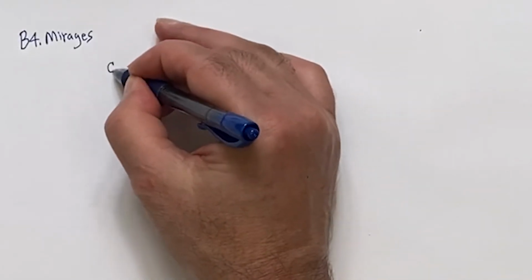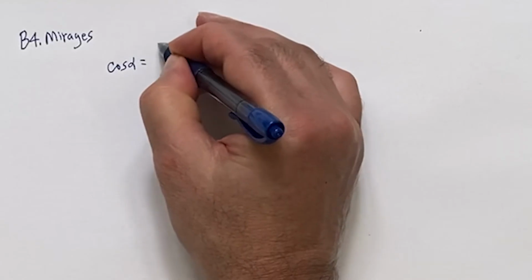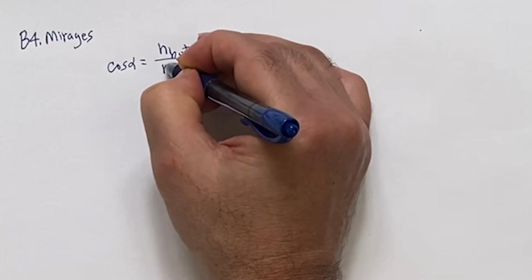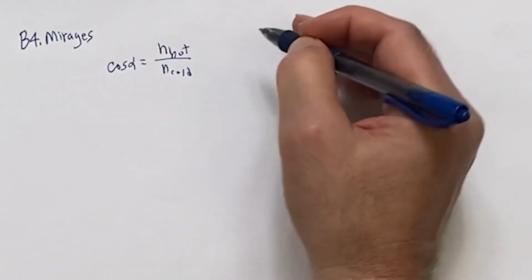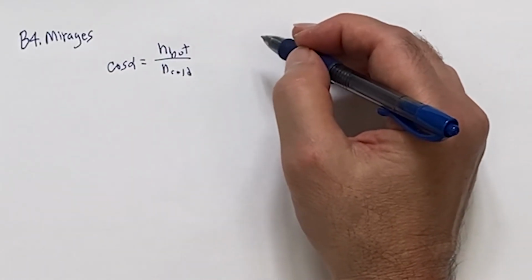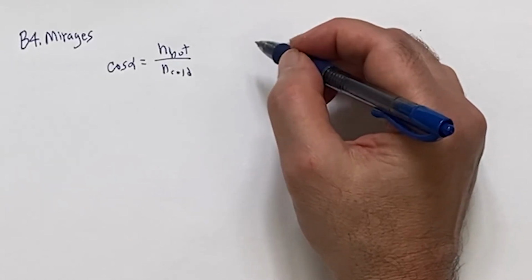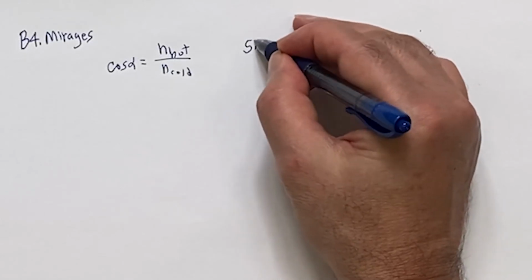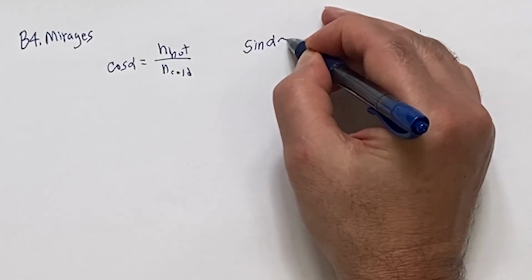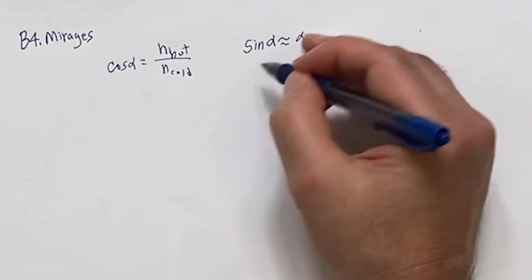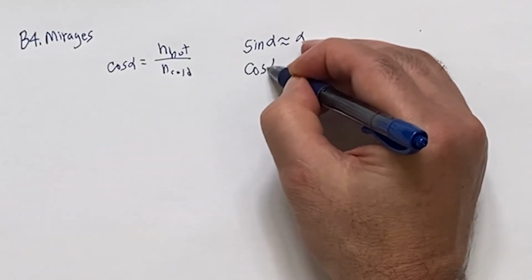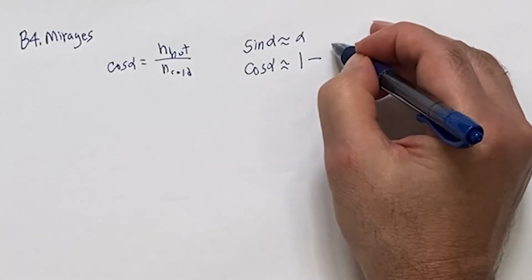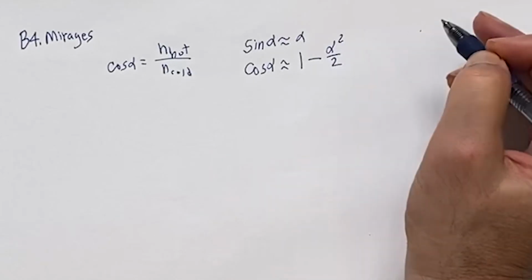Now let's look at this cosine of alpha, which is going to be index of refraction hot over index of refraction cold. Alpha is a very, very small angle. And because it's small, we can do an expansion. You remember your Taylor series expansion, your sine of alpha, alpha in radians, is approximately alpha. And your cosine of alpha, alpha in radians, is 1 minus alpha squared over 2.